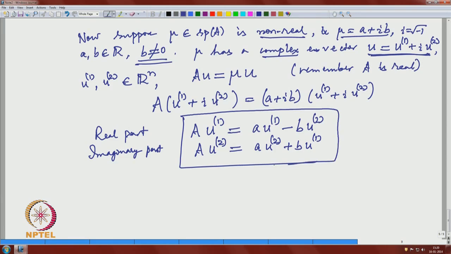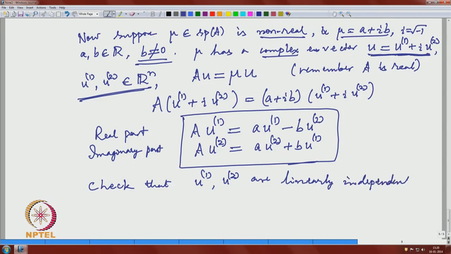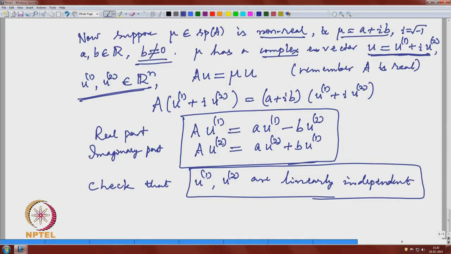You see, u_1 and u_2 are not eigenvectors, but they do satisfy these relations, and you can check that u_1, u_2, the two real vectors, are linearly independent. So, this is what we want. This is important. When mu is a real eigenvalue, we automatically get a real eigenvector. In the case of a complex eigenvalue, we get two linearly independent vectors. They are not eigenvectors, but are related to the eigenvector, and they are real, that is important.